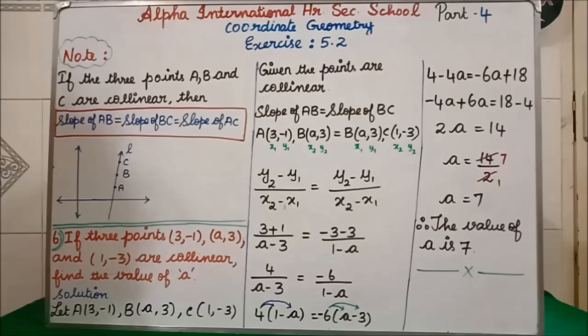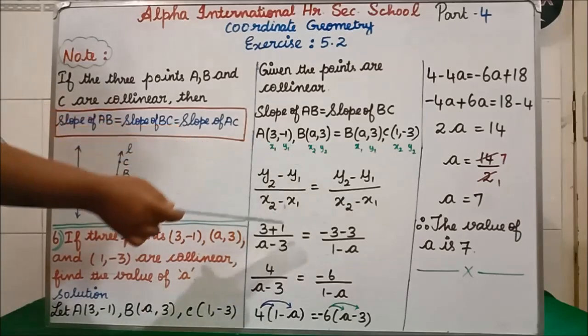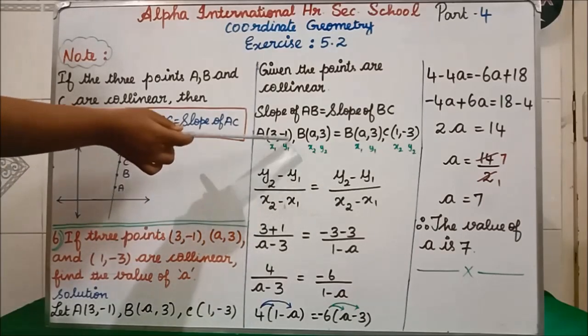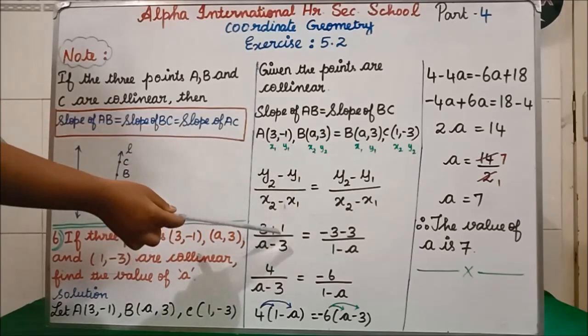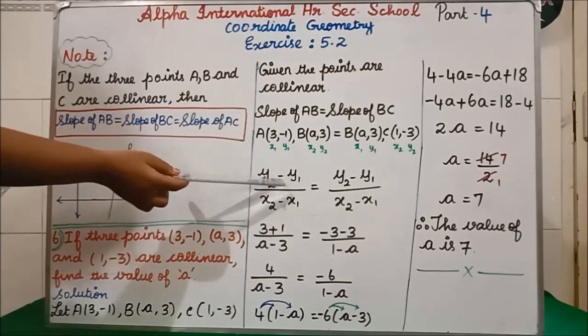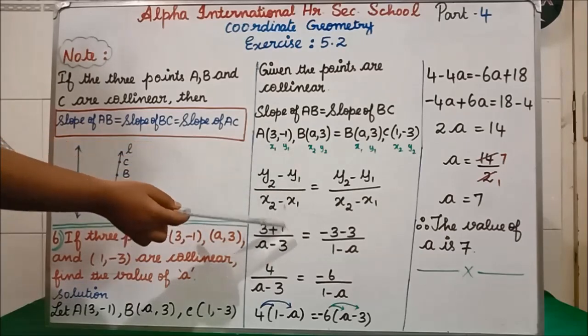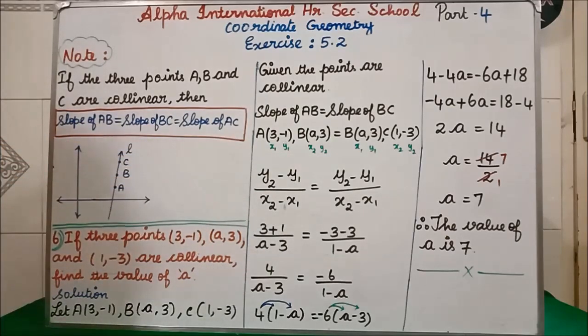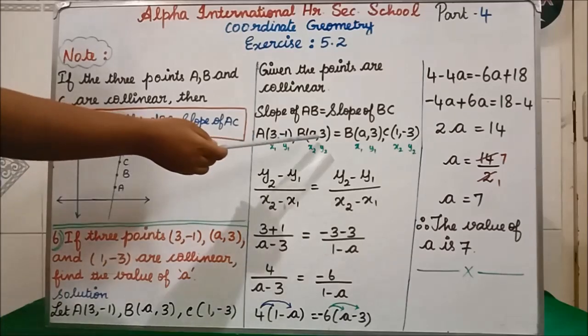Okay, what is our y2 value? 3. So you write here 3. What is our y1 value? Minus 1. So here 1, again 1, minus minus becomes plus 1. Clear all of you? Plus 1 divided by, what is our x2 value? 3.